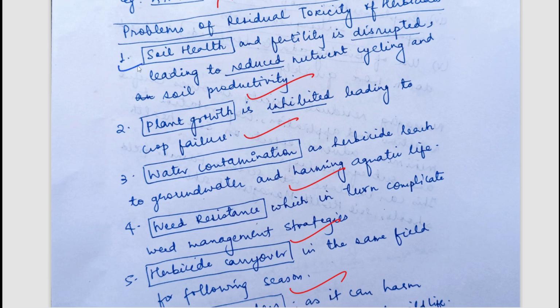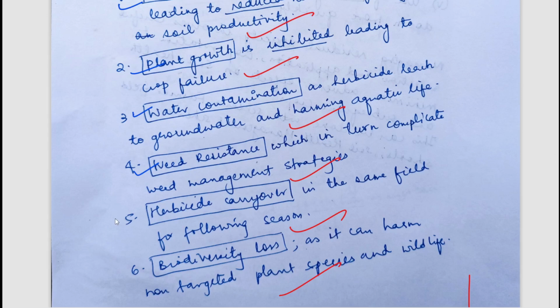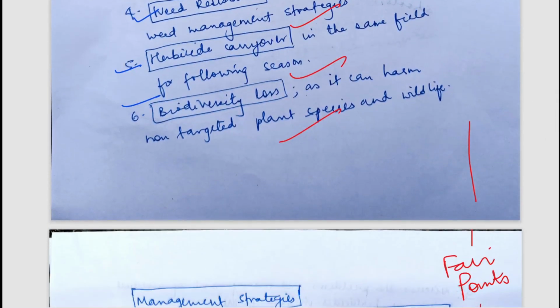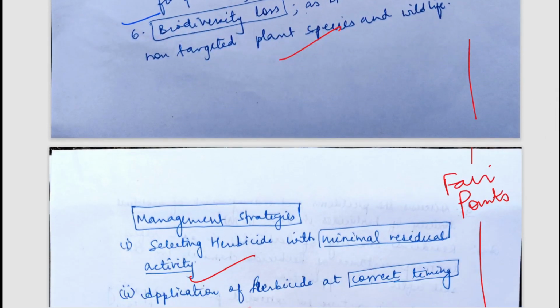As we discussed, it can affect soil health, it can affect plant growth, it can lead to water contamination, and it can lead to weed resistance. Many times, due to the high use of weedicides or herbicides, the weed gets resistant towards those weedicides. There could be biodiversity loss, and herbicide carryover. So these are the problems which can take place. Now what are the management strategies?